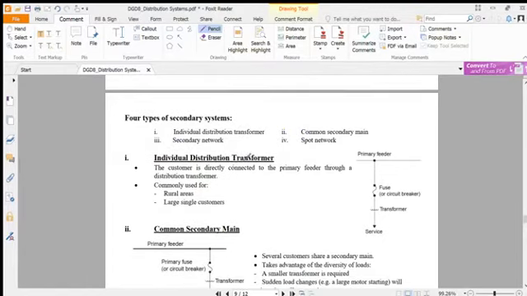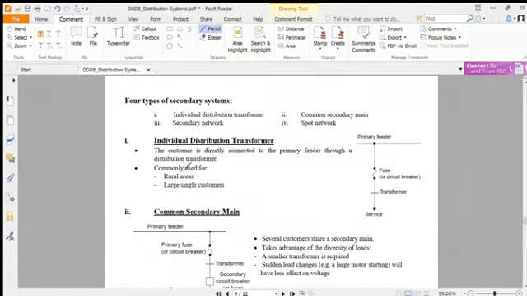So the first one is the individual distribution transformer. Here a primary feeder is connected from another line, and then there is a fuse or circuit breaker. Typically it is a circuit breaker, and then the step down transformer, and then this is for the load. It's commonly used in rural areas, and here the customer is directly connected to the primary feeder.